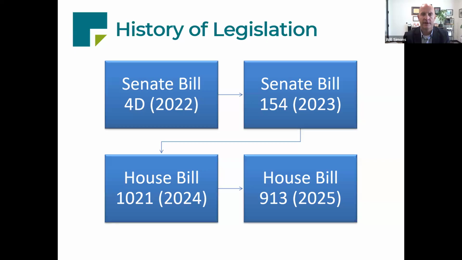Quick recap here of what's happened in the last couple of years. So the first iteration of the SIRS requirements and the milestone inspection requirements came about in 2022, just about a year after the Champlain Towers South collapse in 2021. Senate Bill 4D was the initial introduction of this concept. For those that were following along at that time, that was a very, very confusing piece of legislation, I think, for a lot of people, right?